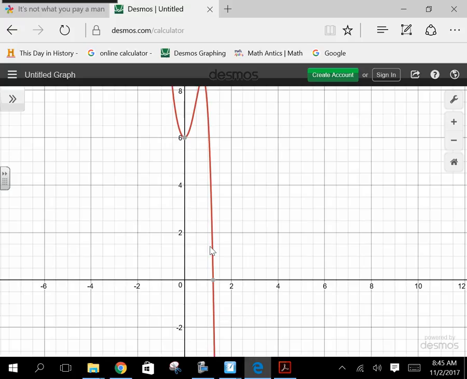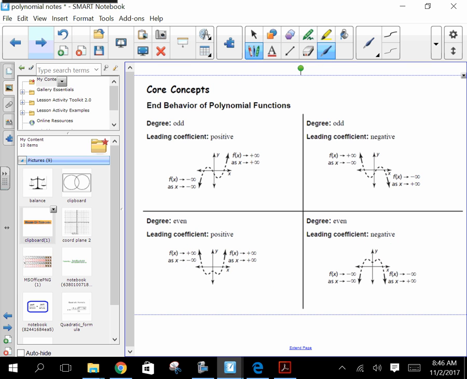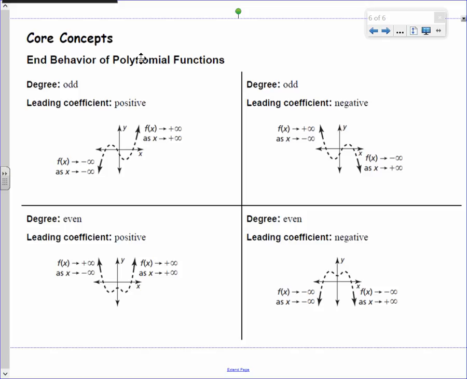Now, this handout I gave you, go and take that out. You should have that in front of you. It turns out that there are actually patterns of end behavior. And this is what's in front of you right now. Mathematicians have found patterns based on the leading coefficient and on the degree.